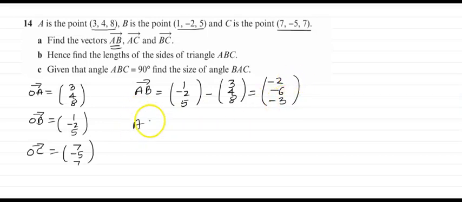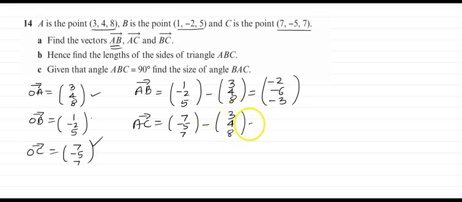Similarly, we can find AC. So position vector of C, that is this, minus position vector of A. So it should be 7, minus 5 and 7, and position vector of A, 3, 4 and 8.